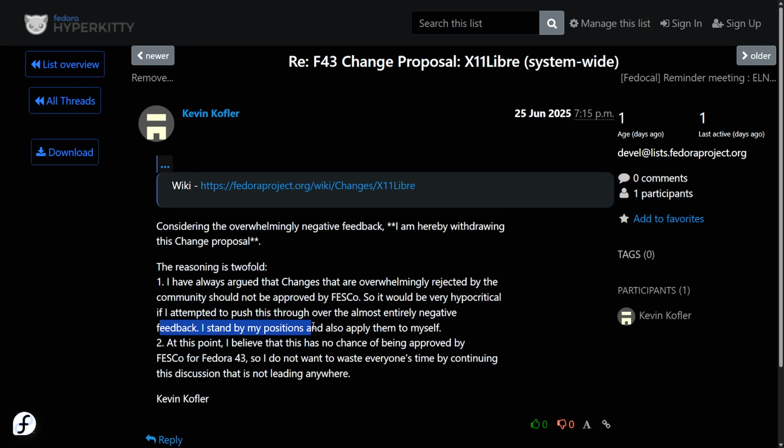I stand by my positions and also apply them to myself. Two, at this point, I believe this has no chance of being approved by the FESCo for Fedora 43, so I do not want to waste everyone's time by continuing this discussion that is not leading anywhere. Signed off, Kevin. I think it's appreciated by most that Kevin realizes that this push might have been a little too hard, at least for Fedora 43.